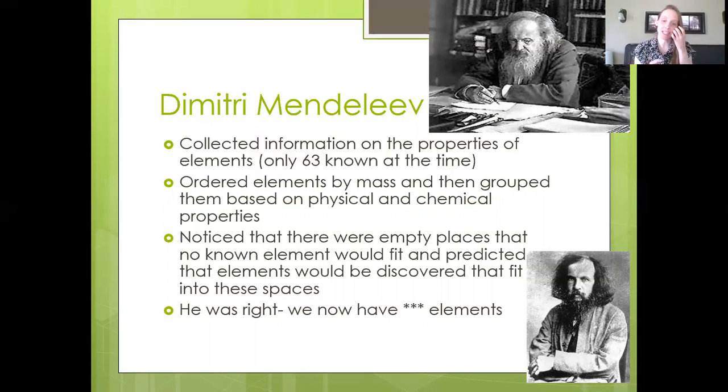When he did that, he noticed that there were empty spaces on his periodic table, and he predicted that we would discover elements that fit into those spaces. And he was right. And now we have like 120 elements-ish.